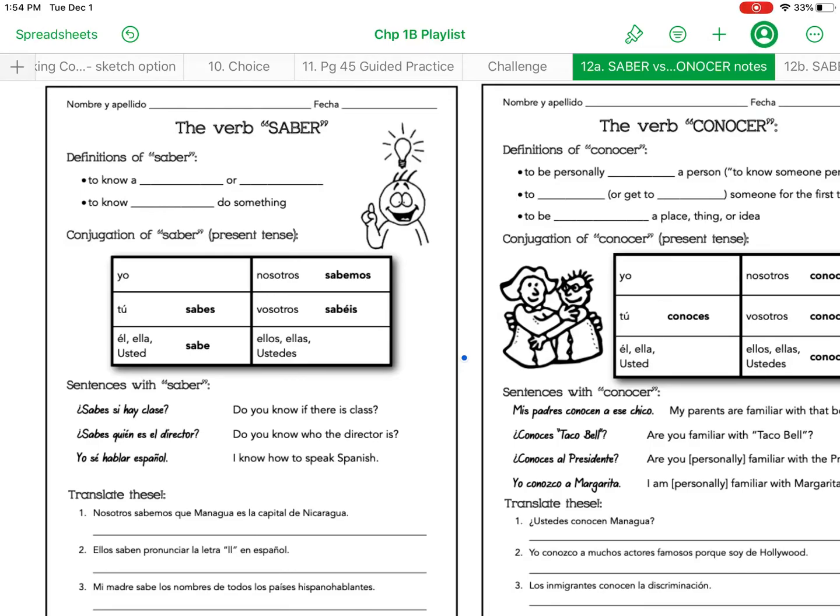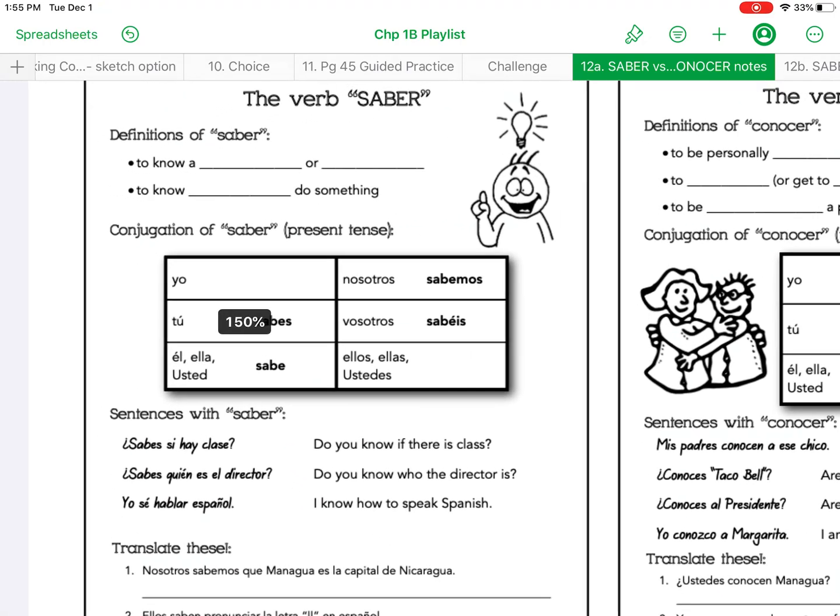Okay, so today we're going to talk about two words in Spanish that mean the same thing in English. Two words we're going to look at: saber and conocer. In English, both of these mean to know. But in Spanish, there are specific instances in which you use each one. So let's look at the verb saber first.